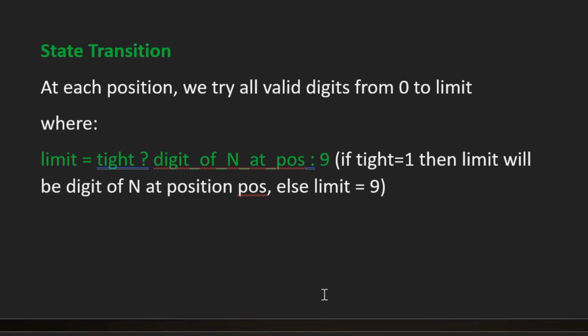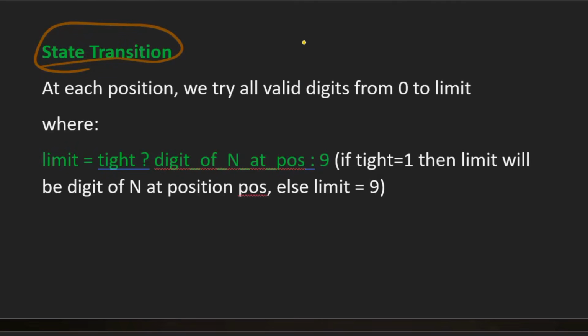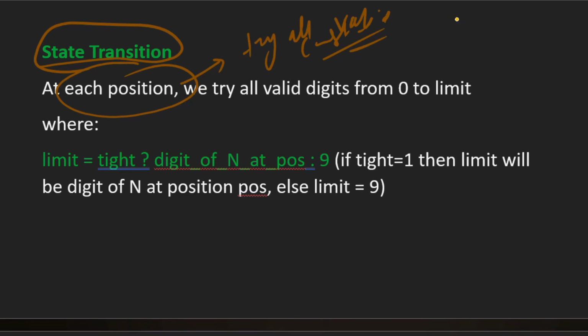Next thing that we need to understand is state transition. Like how the DP is transitioning between states, right? We know we are constructing the numbers. So at each position we'll try all valid digits, from 0 to limit. Now you may think, what is this limit? How will we find the limit?